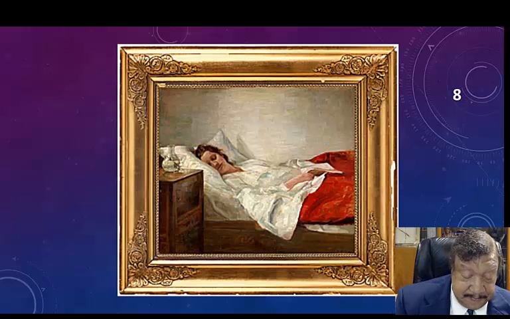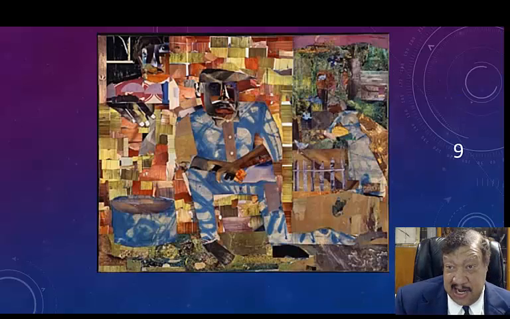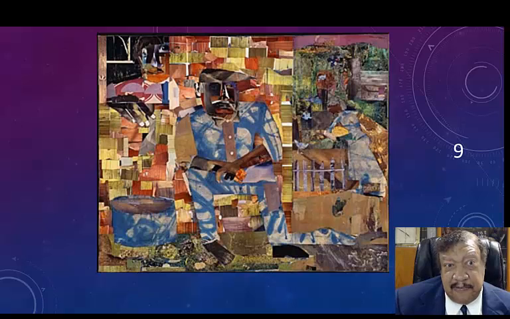Number 8. Number 9. This is a collage by a famous African-American artist by the name of Romare Bearden. Collage is a collection of work or pieces of paper pulled together into a composition. Collage, C-O-L-L-A-G-E.